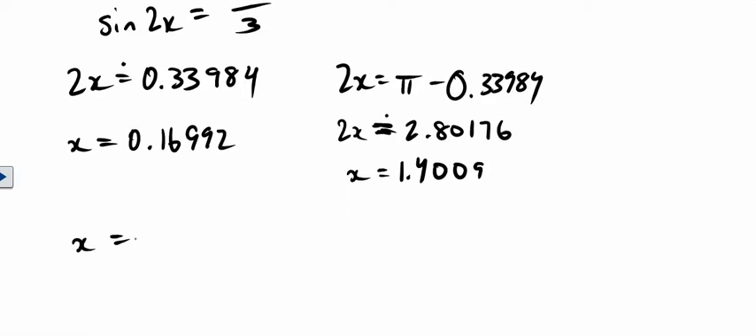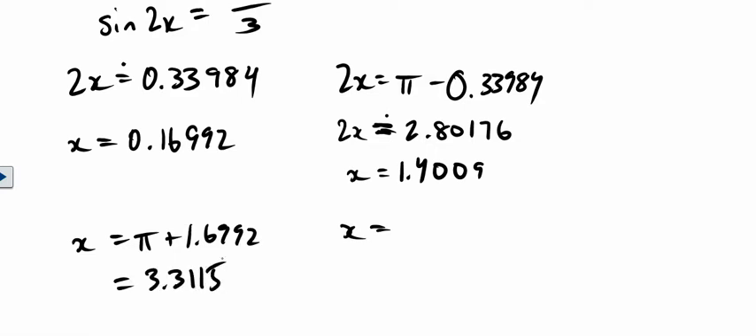And so again, in this situation, it'll be the same thing. We just add pi to both of them. 3.1115 and x. Oh, I should show that step because otherwise it kind of looks like it's coming out of nowhere. Pi plus 1.6992, which is 3.3115. You can't see that, I know. That's okay.